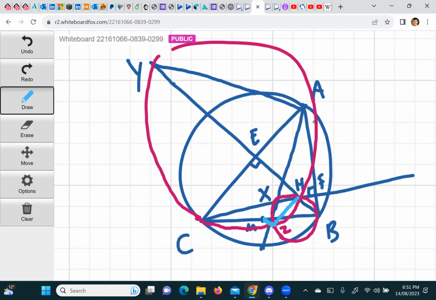Okay. So the question asks you to prove that the angle I just drew is 90 degrees. So MZH is a right angle. That's what the question asks.